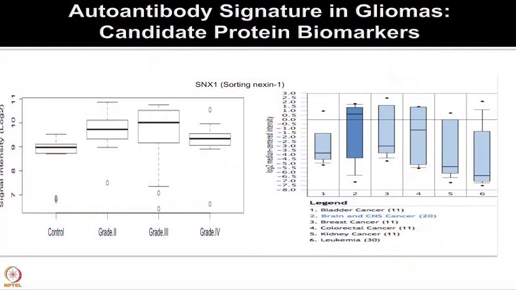So, we looked at the level of SNX1 across other tumor types by looking at the Oncomine database, and what we can see here, on the right side of the image, is that especially in the brain tumors and CNS tumors, the level of SNX1 is very high, whereas in other tumor types it is showing low expression. So, definitely this could be a good marker, a good candidate to take for further investigation for clinical utility.